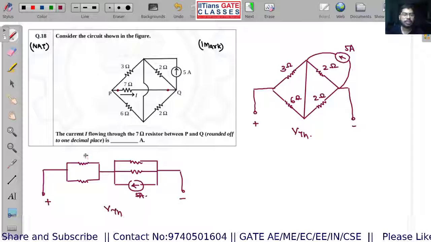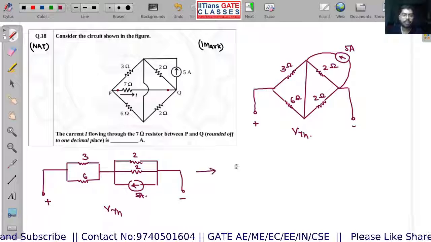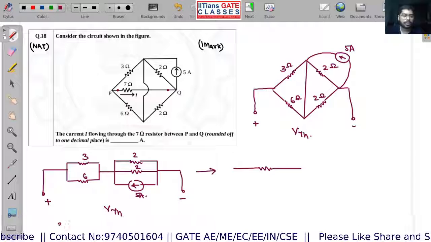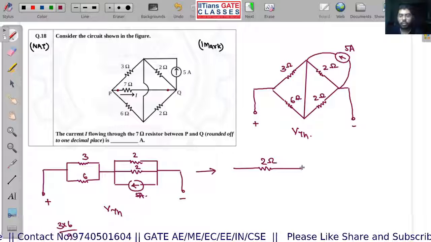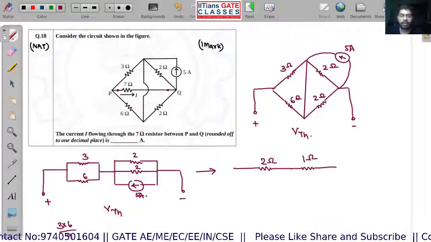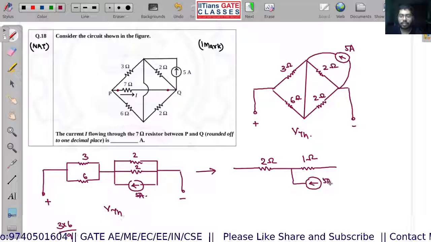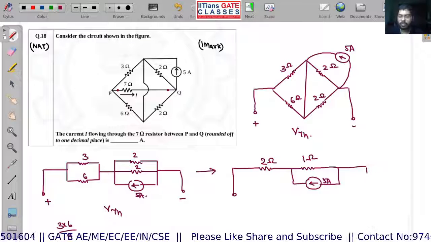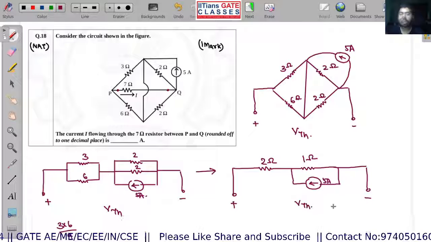So this is 3, 6, 2, 2. I can redraw this circuit once again. 3 and 6, 3 into 6 divided by 9, so this will be 2 ohm. This 2 ohm and 2 ohm are in parallel, so this will be 1 ohm. And this is 5 ampere, and this is your VTH. So now tell me, how are you going to calculate VTH here?